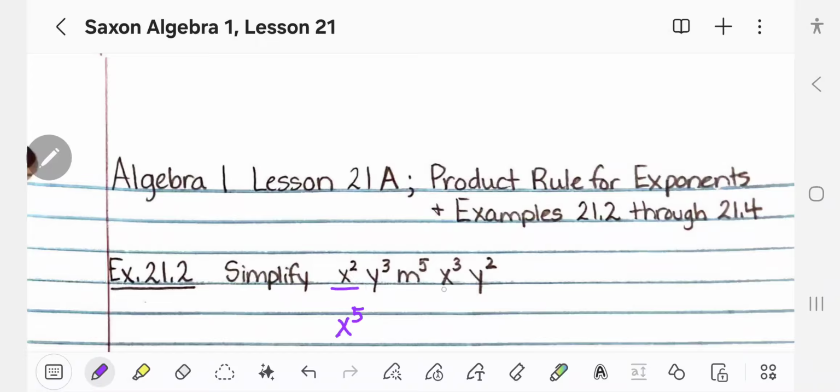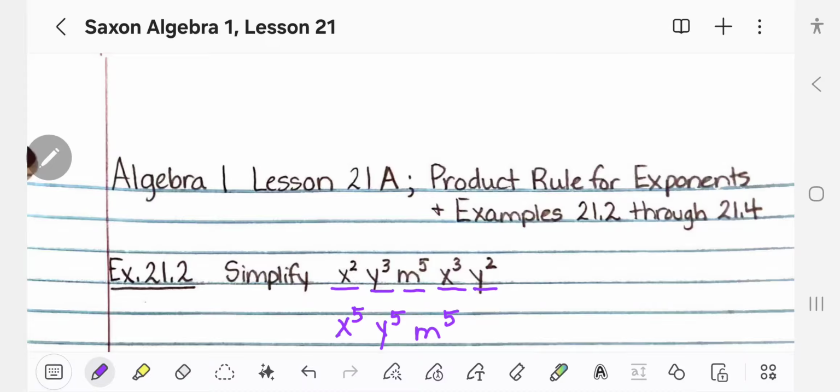Okay, now let's look and see what other. We took care of this, and we took care of this. Let's look at our y's. We have a base of y and a base of y. And this one is a 3, and this one is a 2, so that's going to be y to the 5th. And then I look to see what else I have. We took care of those. And I have this lonely little m to the 5th left over.